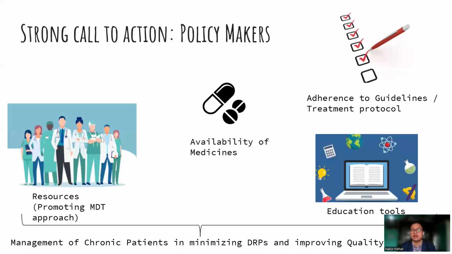So, in a nutshell, in response to the strong call to action, policymakers, in conclusion, should promote the idea of inclusiveness of resources, the availability of medicines such as opioid drugs, strengthening the national treatment protocols, or adhering to the guidelines issued by several reputed associations, along with different educational tools to promote the idea of chronic pain in general. As a result, the culmination of all these ideas in one will help in the management of chronic pain patients in minimizing the drug-related problems, thereby improving their quality of life.